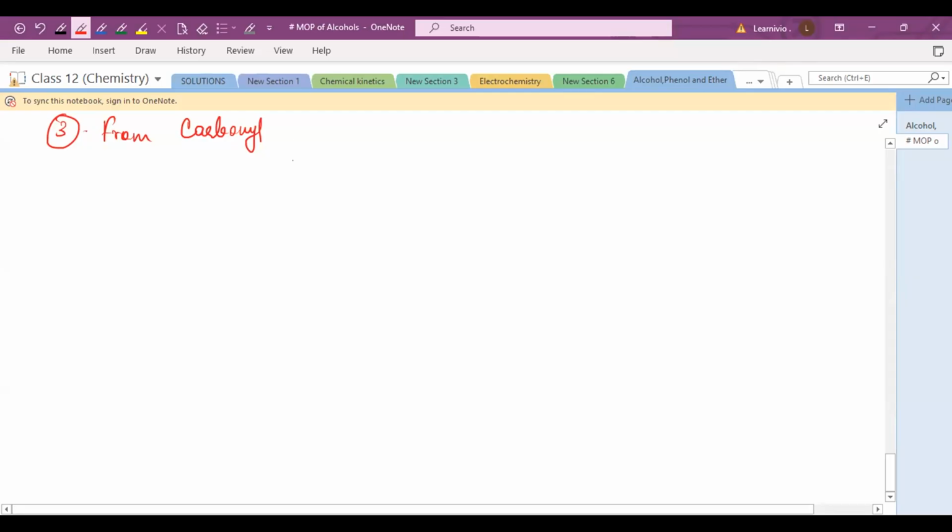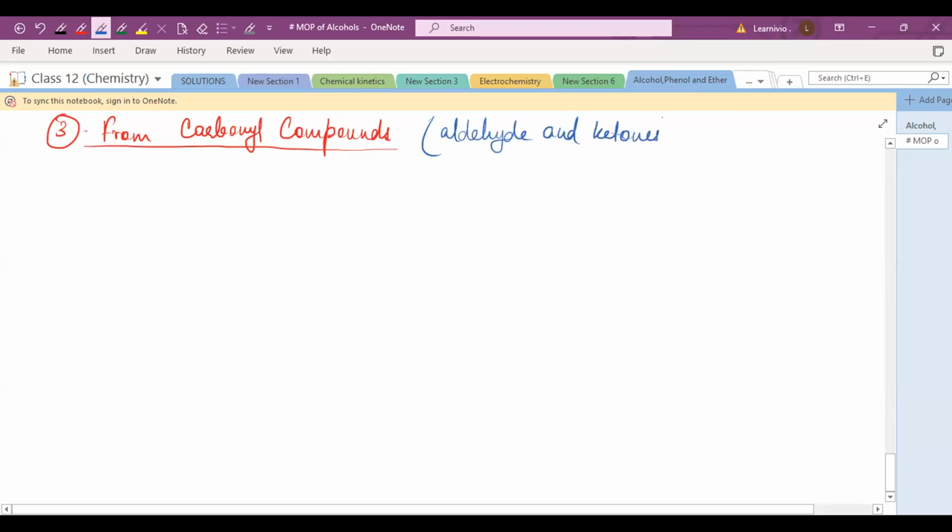From carbonyl compounds. Now, what are carbonyl compounds, Ahil? Are they like aldehydes and ketones, part of it? Yeah, so basically aldehydes and ketones we call carbonyl compounds. Aldehydes and ketones.